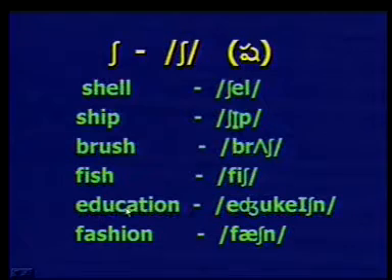Education, E-D-U-C-A-T-I-O-N. Here we have the suffix shan. So we are showing it as shan. Education. This is how we have to read it. And then fashion, F-A-S-H-I-O-N. Again, we have to read it as fashion.